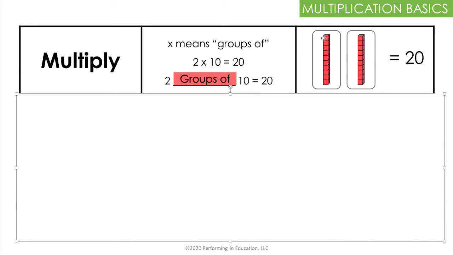And you can figure that out by counting 1, 2, 3, 4, 5, 6, 7, 8, 9, 10, 11, 12, 13, 14, 15, 16, 17, 18, 19, 20. Or if you memorize it, that 2 groups of 10 is 20, or 2 times 10 is 20.